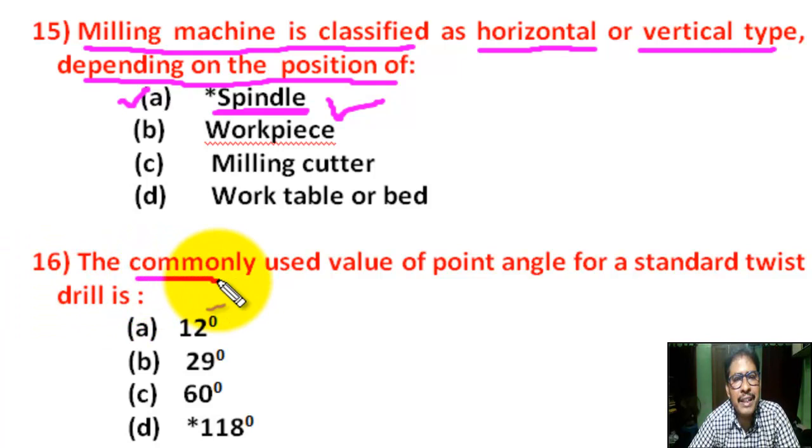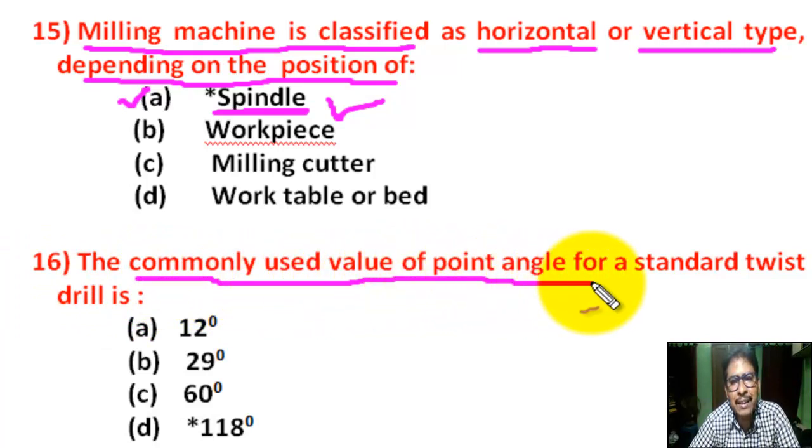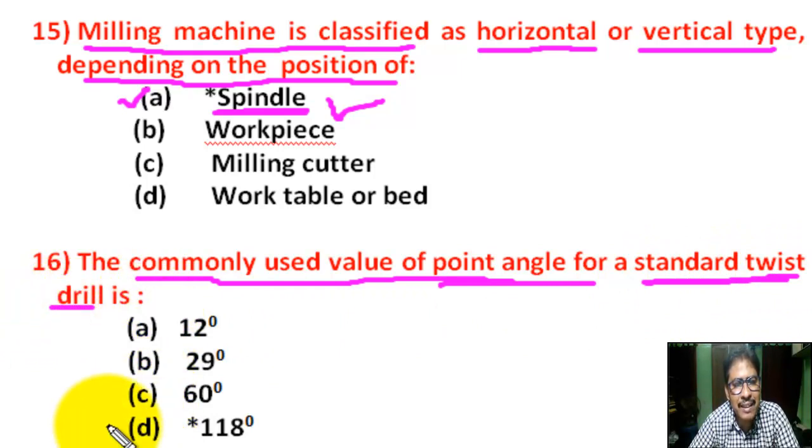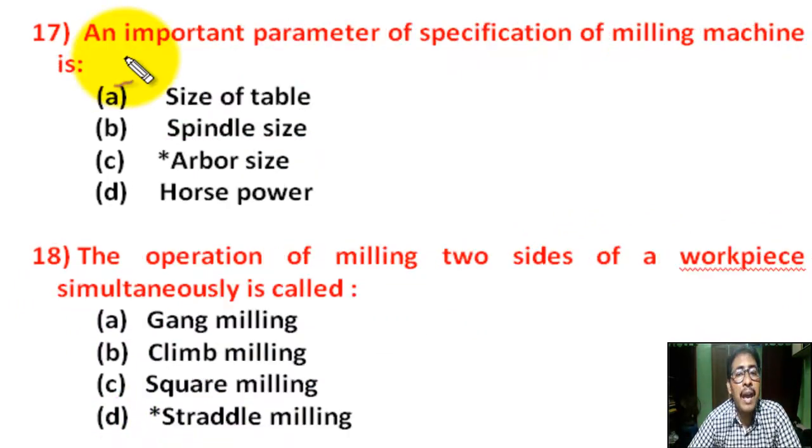Question number 16. The commonly used value of point angle of a standard twist drill is. There are 4 options. Correct answer is D. Point angle of a standard twist drill is 118.